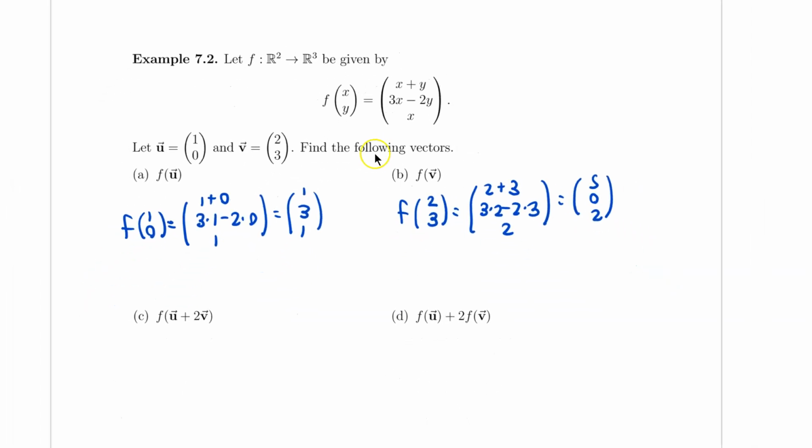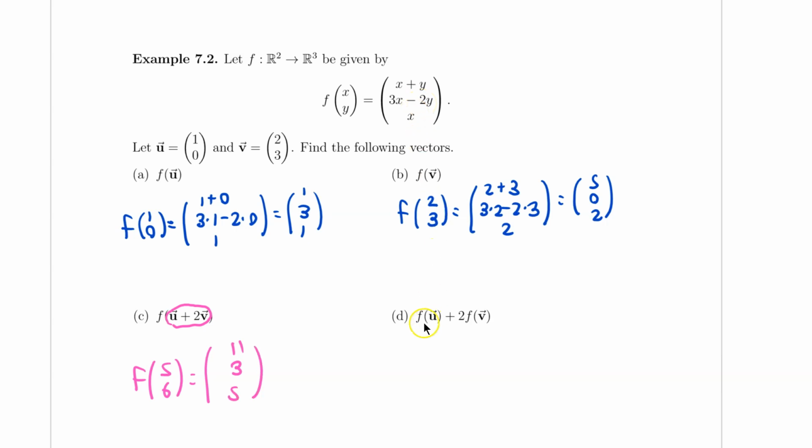Now, if I want to find f of u plus 2v, then I'm going to need to first find u plus 2v. And u plus 2v is going to be just the vector (5, 6). So f of (5, 6), I can once again plug 5 in for x and then 6 in for y. This is going to be 11. I'm gonna have 15 minus 12, which is 3. And then I'm gonna have just the number 5.